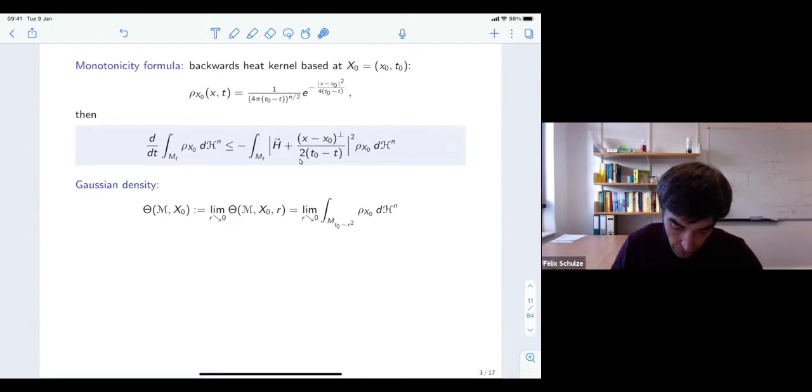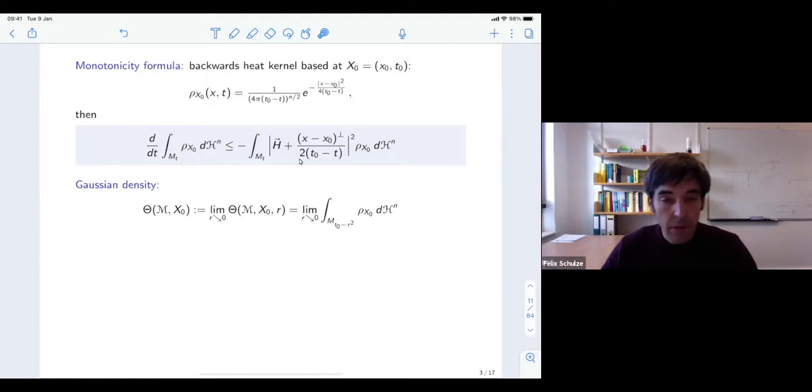This is a monotone quantity. This is called the Gaussian density ratios. This is similar to area ratios for minimal surfaces. That's a monotone quantity. And then the limit is called the Gaussian density, which would be like the density for minimal surfaces, so a quantity which you can use to get first information on singularity formation. For example, on a smooth point, one can easily check that this Gaussian density is equal to 1. And any singular point has density bigger than 1. It's similar to minimal surfaces.